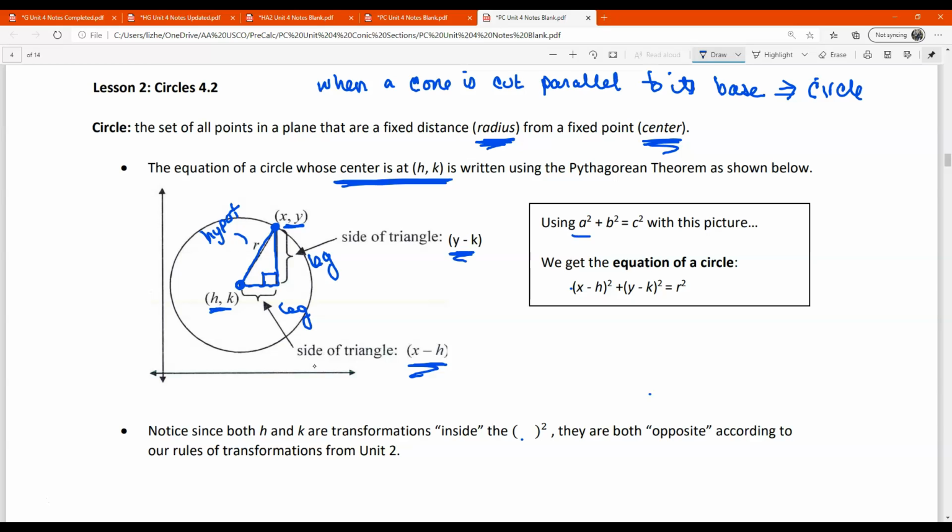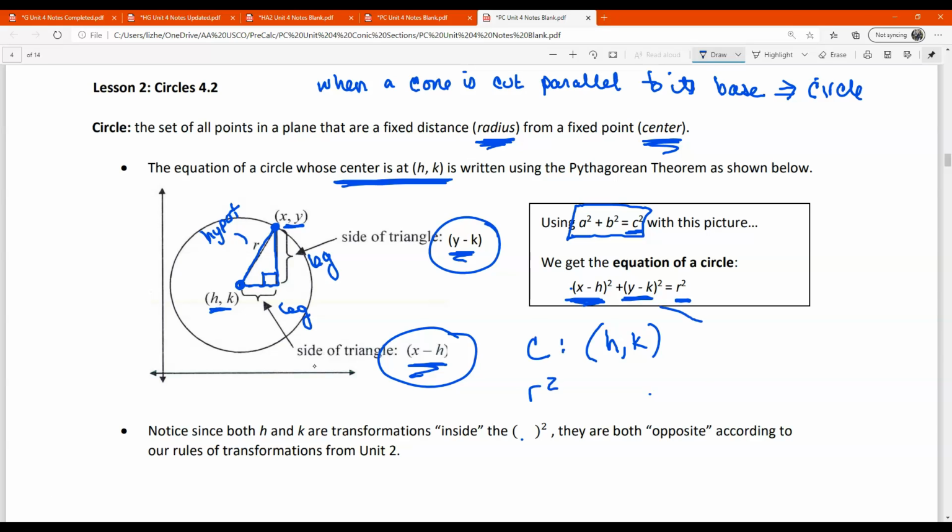So right here, this is our Pythagorean theorem, a squared plus b squared equals c squared. But in terms of a circle, one of the legs is (x minus h) squared, so that's where the x minus h comes from. Plus, the other leg is (y minus k) squared, so that's where the y minus k comes from, equals our hypotenuse c squared, which is r squared. So in order to write the equation of a circle, you need two things. You need (h, k), the center, and you need r squared. Those are the two things you need to write your equation of a circle.